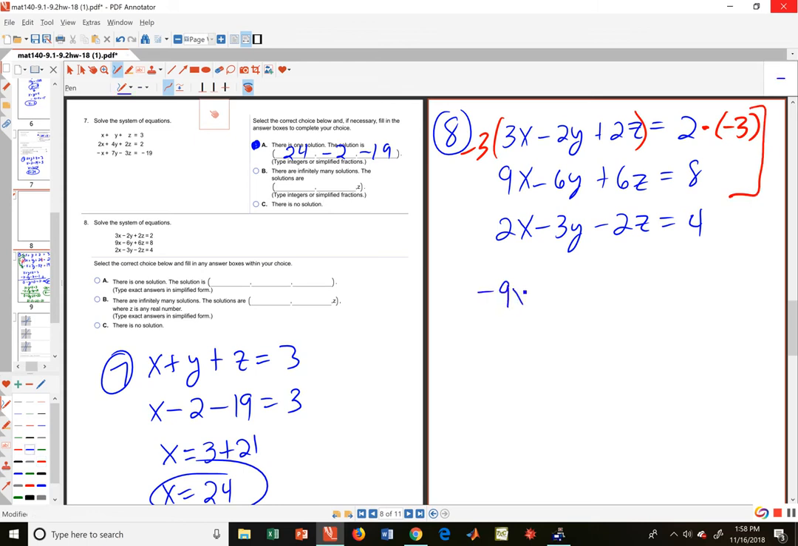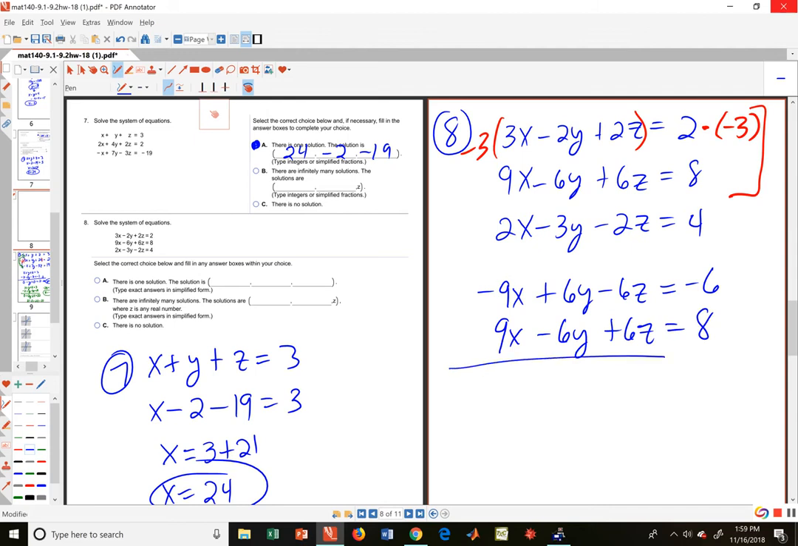All right, so here we go. We got -9x. We got a positive 6y. Be sure and distribute. Be careful with your signs. -6z equals -6. Easy to make mistakes here. -6y plus 6z equals 8. Okay, I hope you see where this is going. So when you add those together, you get 0. You get 0. You get 0. And then you don't get 0. You get 2. That is inconsistent.